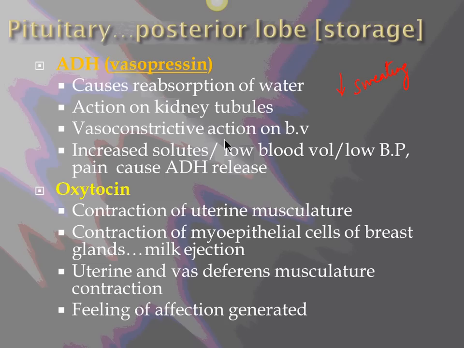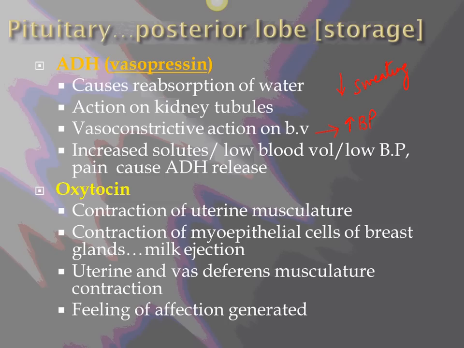It also has a vasoconstrictive action on the blood vessels. That's why we call it vasopressin. And by having this vasoconstrictive action on blood vessels, it will raise your blood pressure. Isn't it? Because remember, peripheral resistance increases when vessels constrict. So it raises your blood pressure.